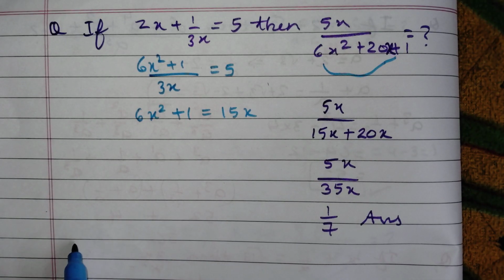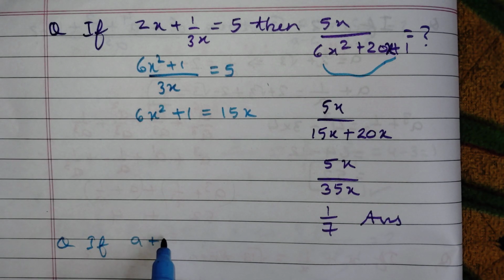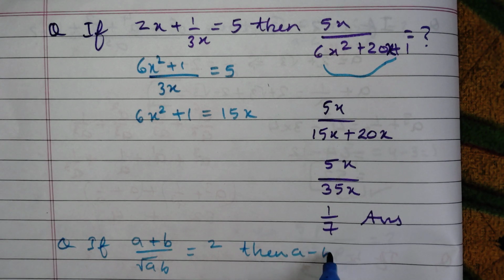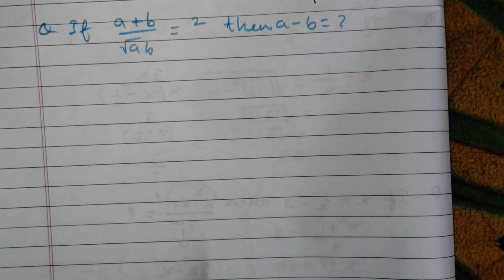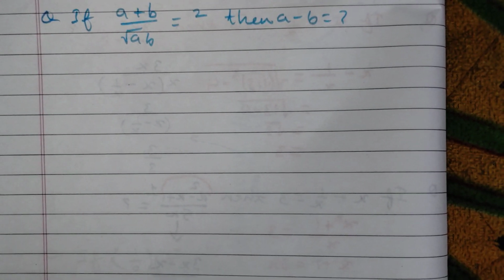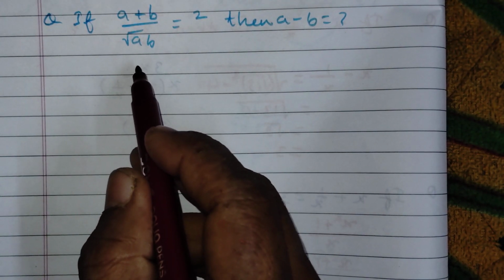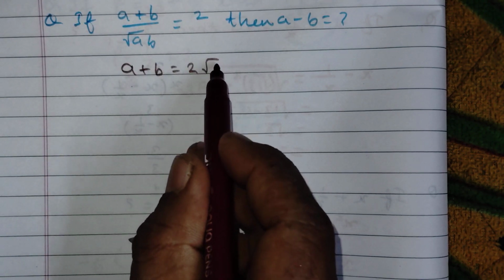Our next question is, if a plus b upon square root ab is given to be 2, then find a minus b. In this question, the question is quite tricky. So what is the tricky part? First there is given a plus b upon square root ab equal to 2. So we get a plus b equal to 2 square root ab.